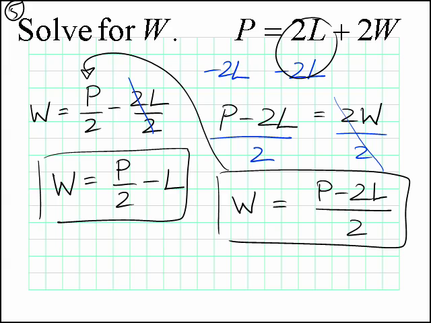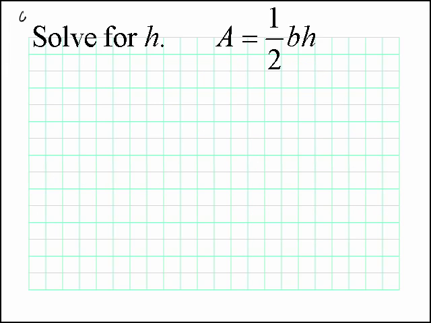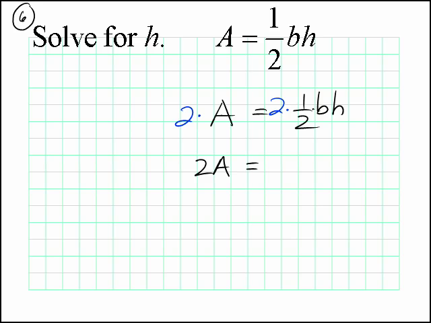Example number 6. Solve for H. Now, I have a fraction that I would like to get rid of first, and so what I'm going to do is multiply both sides by the denominator 2, times 2 and times 2. On the left side we have 2a. On the right side, the 2's reduce to 1, and I have b times h.